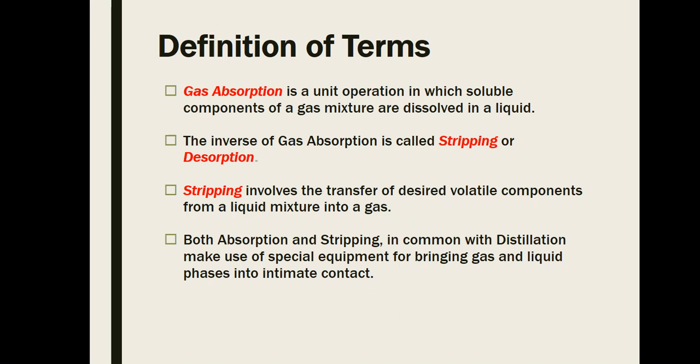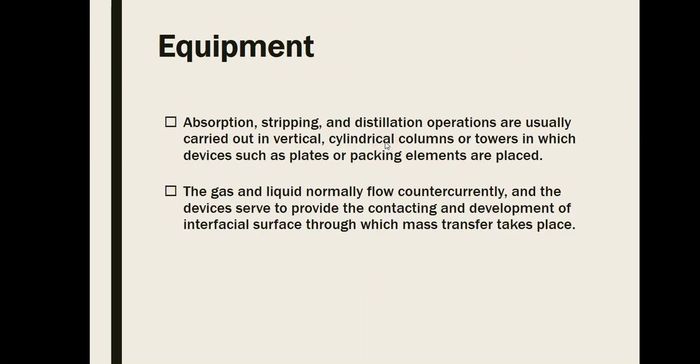Now, both these processes, absorption and stripping, in common with distillation, make use of special equipment for bringing the gas and liquid phases into intimate contact. Absorption, stripping, and distillation operations are usually carried out in vertical cylindrical columns or towers, in which devices such as plates or packing elements are placed. The gas and liquid most often flow countercurrently, and the device serves to provide the contacting and the development of the interfacial surface through which real mass transfer takes place.